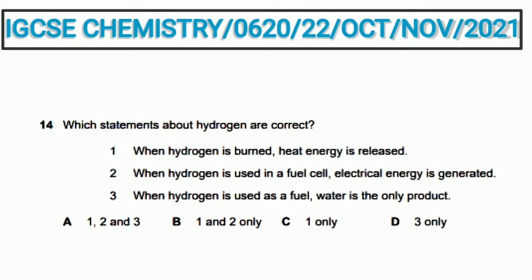14th question. Which statements about hydrogen are correct? First, when hydrogen is burned, heat energy is released. It's a correct statement. When hydrogen is used in a fuel cell, electrical energy is generated. That is also a correct statement. When hydrogen is used as a fuel, water is the only product. Again a correct statement. So option A is the correct answer. All three statements 1, 2 and 3 are correct.